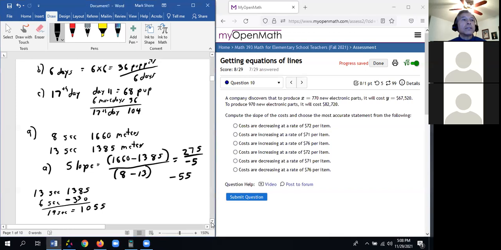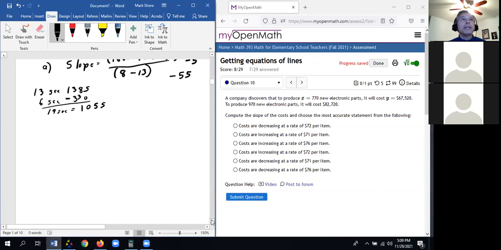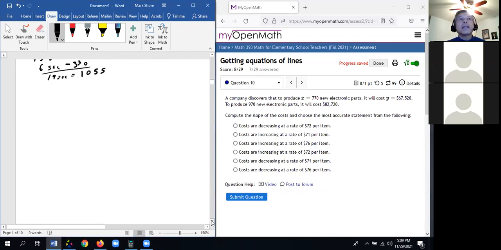Okay, so let's see what we got going on here with problem 10. On 10, it says a company discovers that to produce X equals 770 new electronic parts, it will cost $67,520. To produce 970 new electronic parts, it will cost $82,720. Compute the slope of the cost and choose the most accurate statement of the following. So we'll have to work it out.